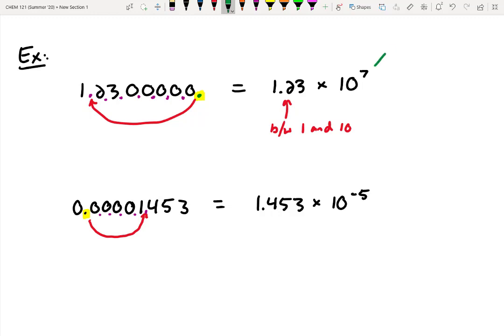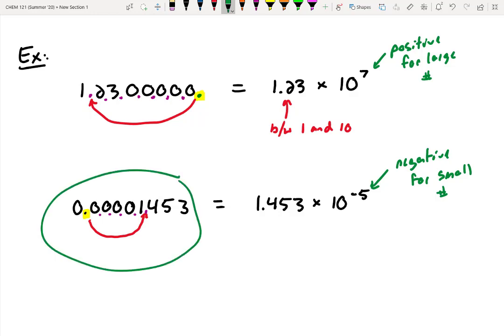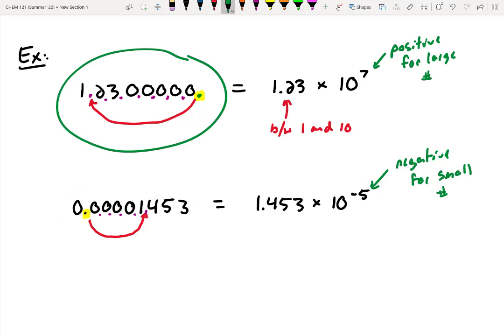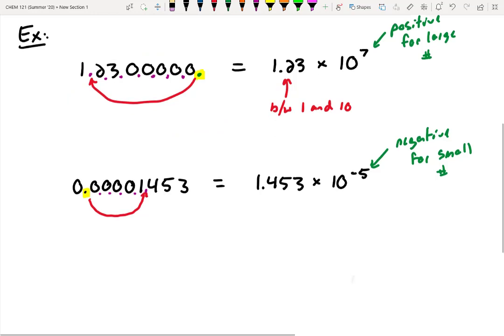Let's make some notes here. It's positive for large numbers, and over here, this is going to be negative for small numbers. That's one easy way to remember the sign. If we look at this number, I'd say, hey, that's really small, that's a lot less than 1, so we're going to have a negative exponent over here. Whereas if we were looking at this example up here, that's a really large number, so that should have a positive exponent for the 10th place. All right, so let's take a look at some multiplication rules here.